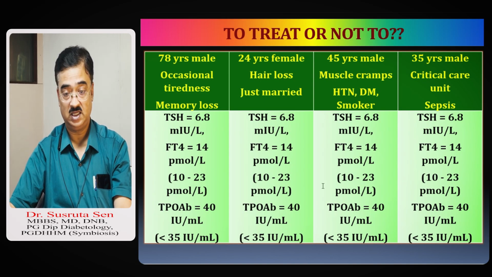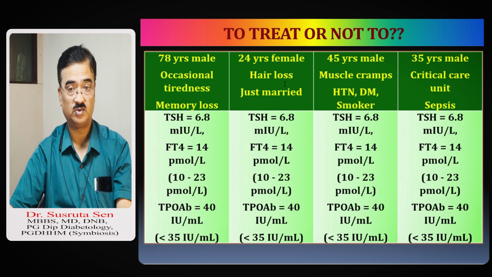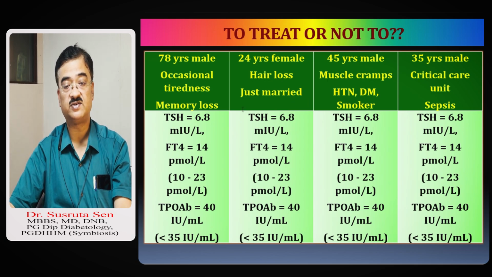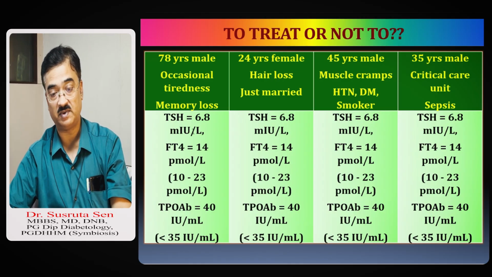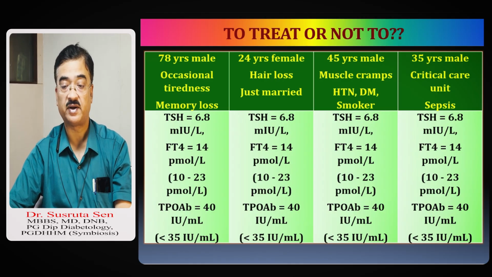But this particular patient, I will start treatment. Why? Because hair loss is a non-specific symptom, not specific for the thyroid, but because the patient is just married, maybe she is planning for a pregnancy. I can't afford to keep her hypothyroid at any cost. So out of these four patients, I will treat only the 24-year-old female with hair loss who is just married.